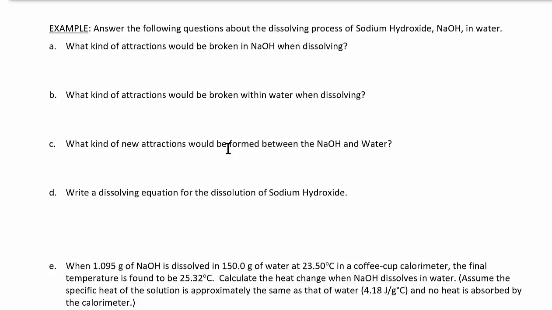So we need to answer the following questions about the dissolving process of sodium hydroxide in water. We know that sodium hydroxide is a strong base, so it will completely dissociate in water. What kind of attractions would be broken in sodium hydroxide when dissolving? So we have to think about what type of compound sodium hydroxide is. Sodium hydroxide, hopefully you remember, is an ionic compound. So ionic bonds will be breaking.